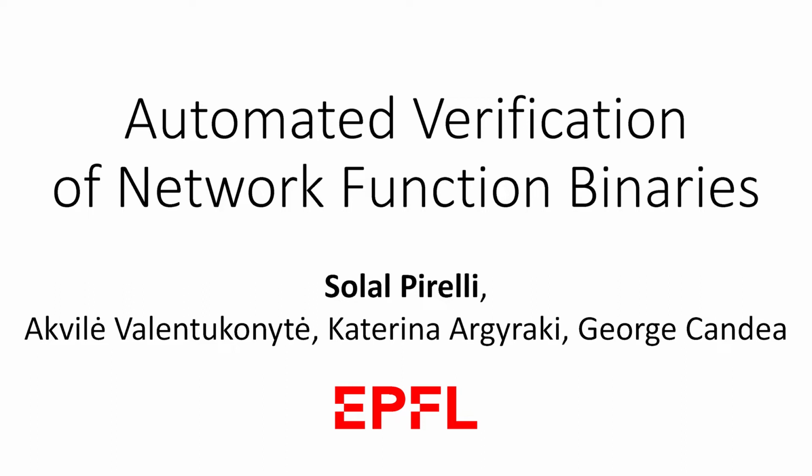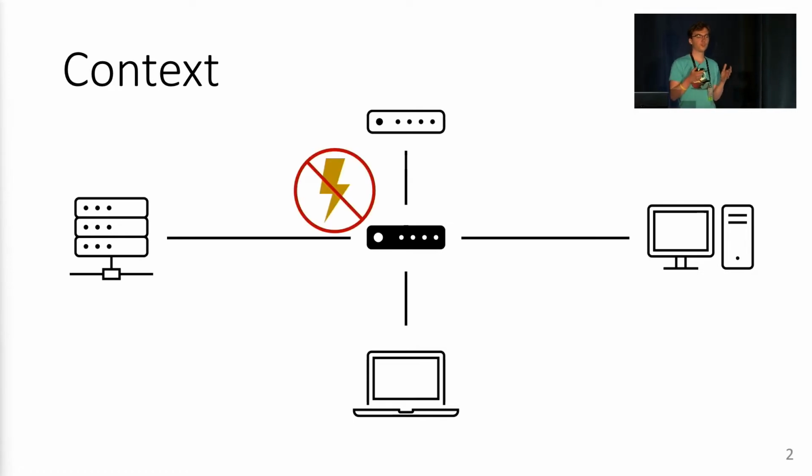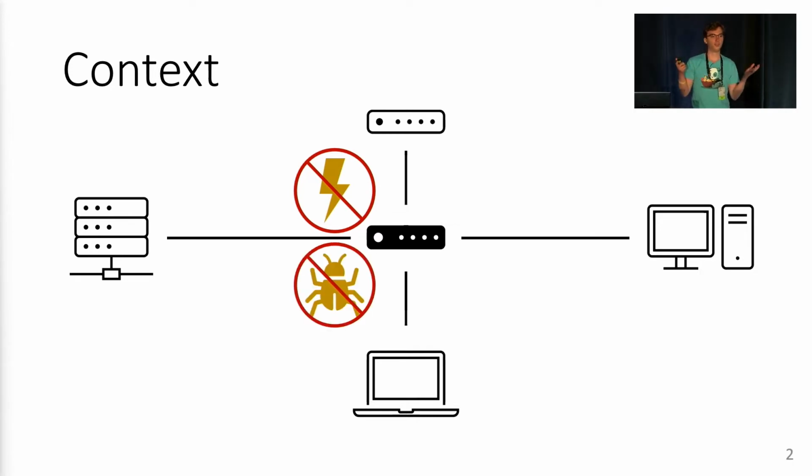So the context here is software network functions, which are software implementations of network features such as a bridge, a firewall, and a NAT. And what we want to make sure is, first, they shouldn't crash, because that would take down the network. And second, they shouldn't have bugs, such as corrupting a packet.